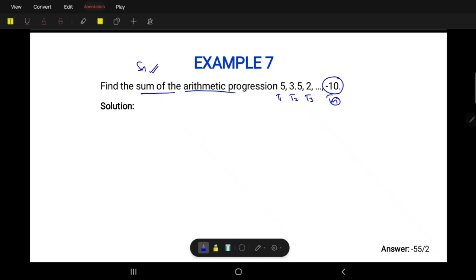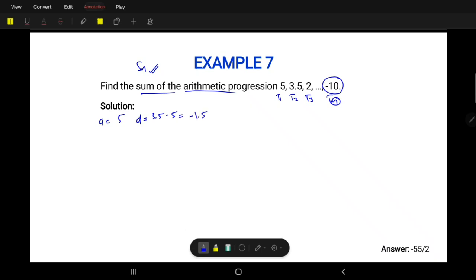Okay, the sum of the arithmetic progression. First, cari n term dia. Like example 5 macam tadi kita buat. First we need to know A. A is 5. What is D? Common difference. 3.5 minus 5, you will get negative 1.5.